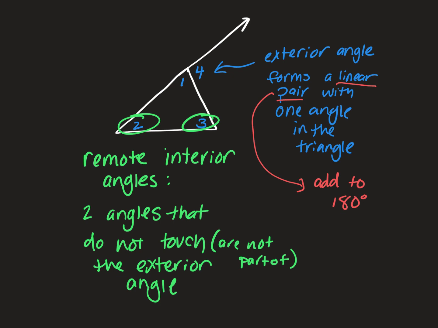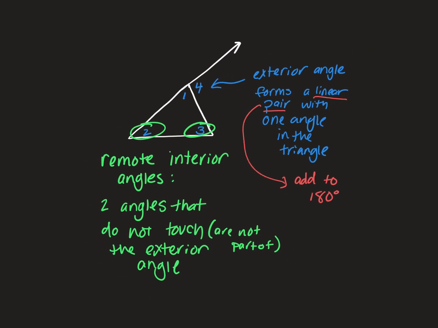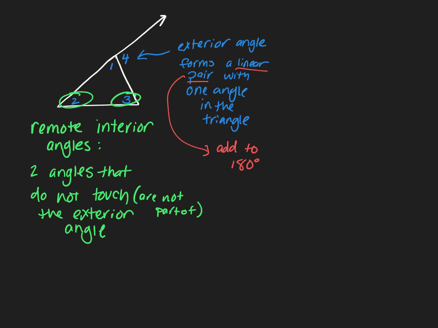Okay, so let's think about that for a minute. We know that all three angles in a triangle add up to 180. And we also said the angles that form a linear pair add up to 180. So we have this angle here, which is in our triangle. So 1 and 4 are going to add up to 180, and then 1, 2, and 3 add up to 180. So angles 2 and 3, when added together, will always be equal to angle 4.